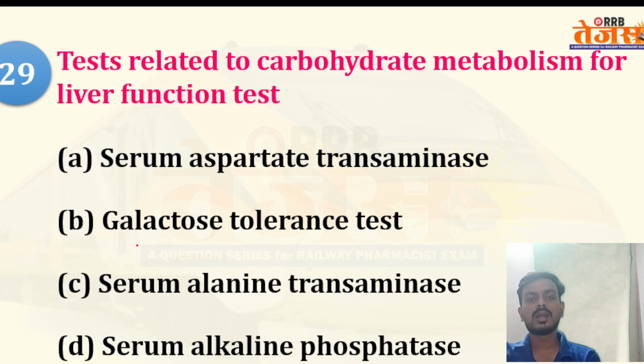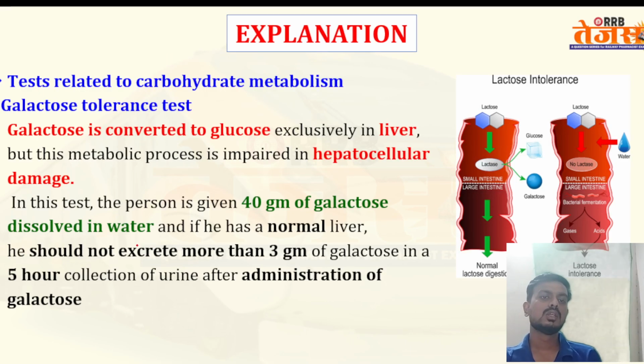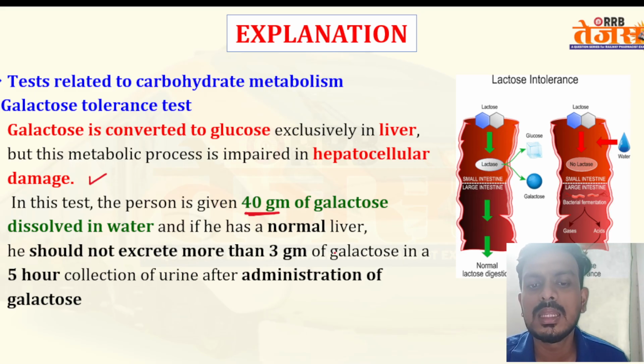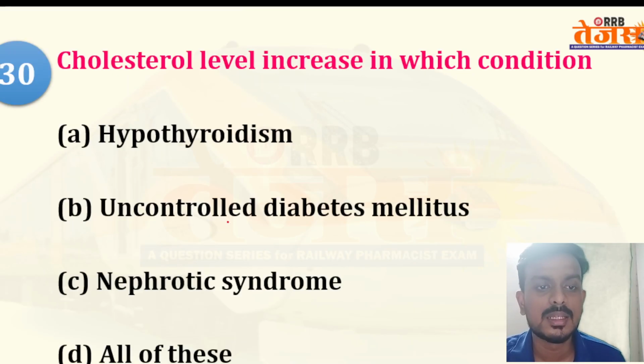The test related to carbohydrate metabolism for liver function test is serum aspartate transaminase, galactose tolerance test, serum alanine transaminase, serum alkaline phosphatase. Your right option is the galactose tolerance test. Galactose is converted to glucose exclusively in the liver, but this metabolic process is impaired in hepatocellular damage. In this test, the person is given 40 grams of galactose dissolved in water. If he has a normal liver, he should not excrete more than 3 grams of galactose in a 5-hour collection of urine after administration of galactose. This is basically the galactose tolerance test.